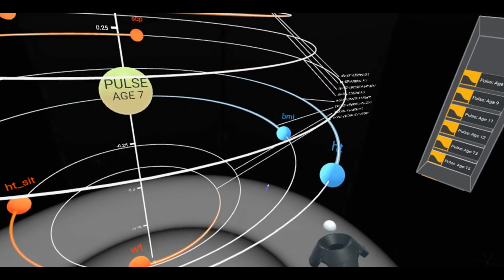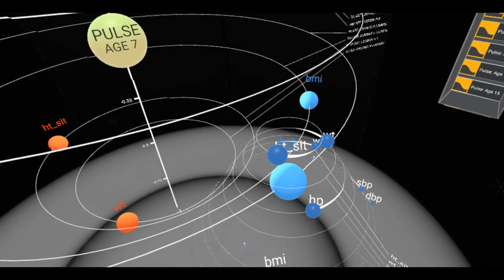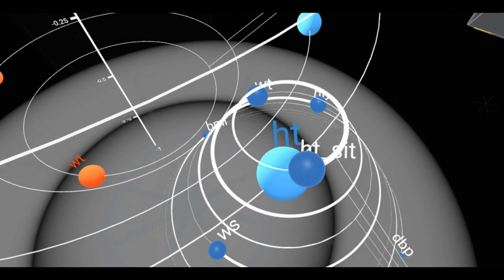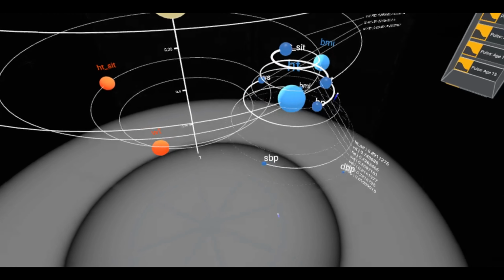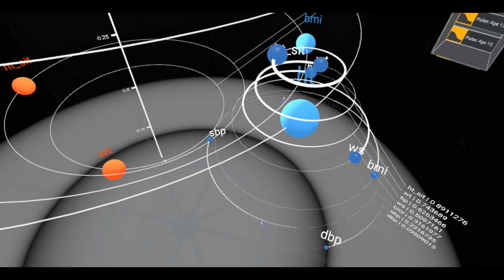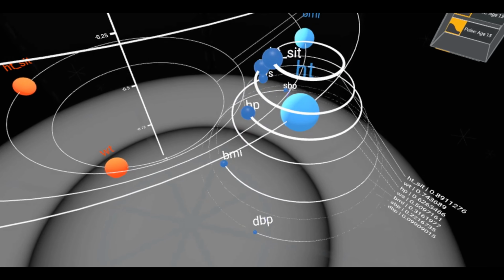I'm going to grab another variable, and let's pick height. And again, we can see the moons that are closely orbiting the planet of height are sitting height, weight, and hip circumference, and these are all really strongly correlated with height, as you can see in the table there, the values.